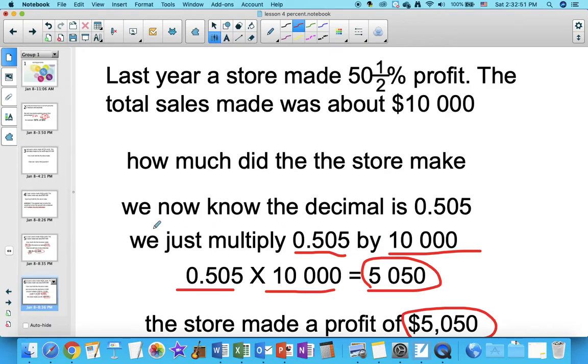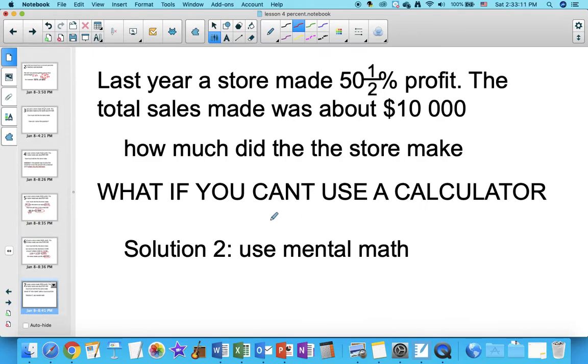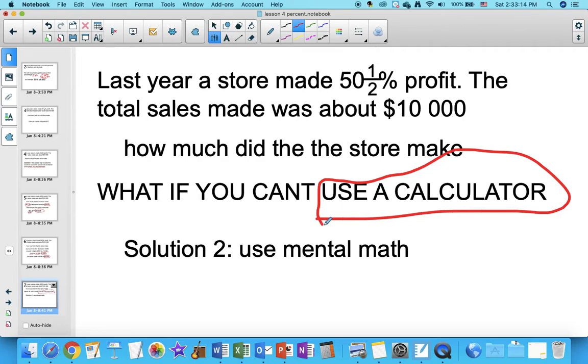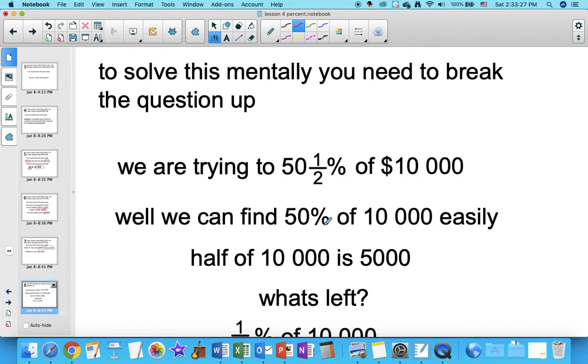Does that make sense? 50.5% profit, and that 50.5% we can turn into a decimal, which gives us 0.505. And we take that 0.505 and we multiply it by 10,000. But this solution kind of requires a calculator, right? But what if you didn't have a calculator? What if I asked you not to use a calculator? Well, then we'd use mental math. And so I'm going to show you how to mentally solve questions like this so that you don't need a calculator. So to solve this mentally, break the question up into chunks.